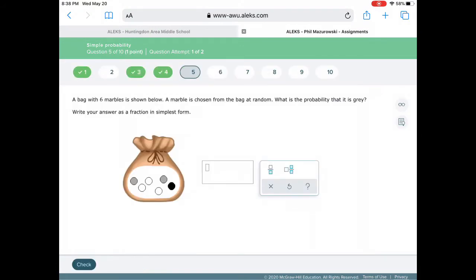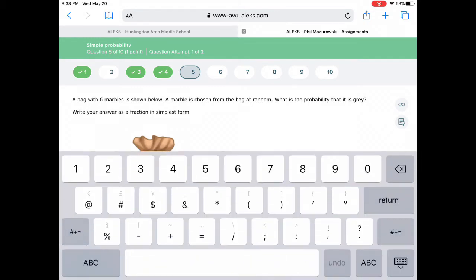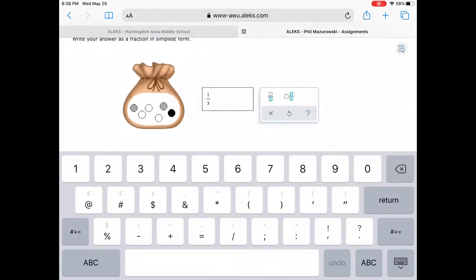Here are the items in a bag. They give us the see-through bag with 6 total marbles in here, and they want to know the probability that it's going to be gray. I see 2 out of the 6 marbles, and in my head I know that that simplifies to 1/3.